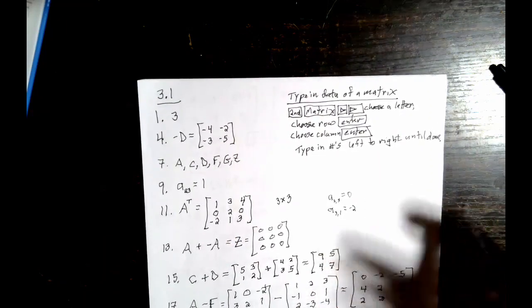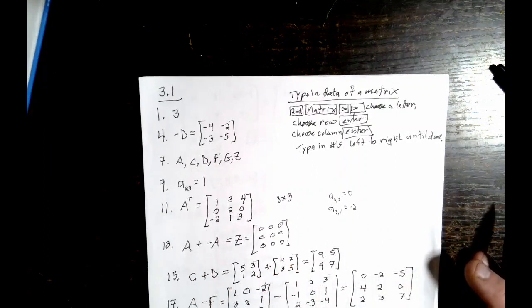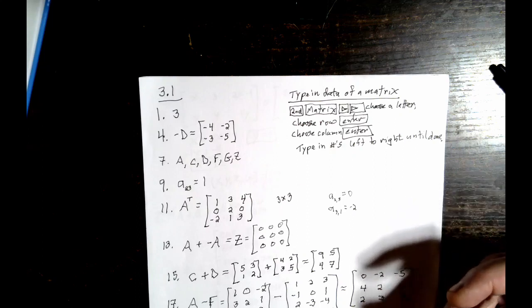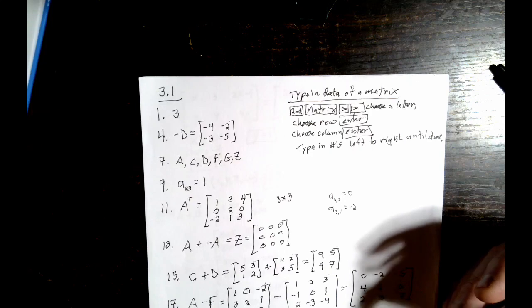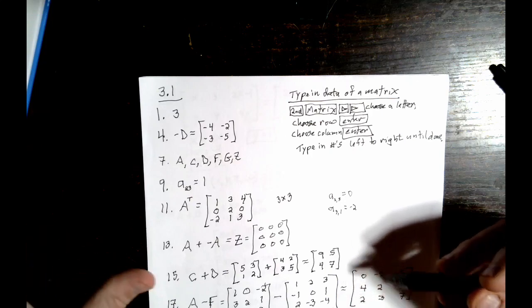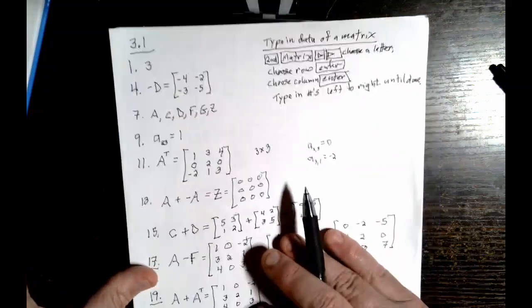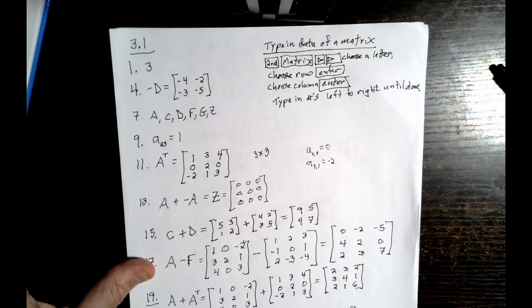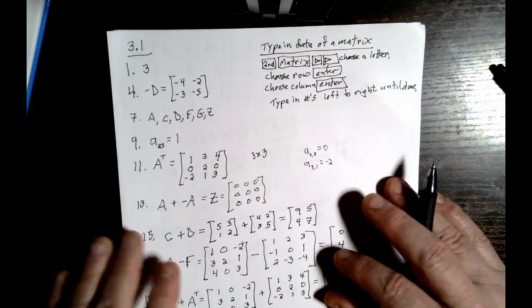A square matrix is simply a matrix that has the same number of rows as columns. A column matrix is a matrix that only has one column, just as a row matrix is a matrix that only has one row. The zero matrix is any matrix that's filled with zeros. And two matrices are equal only if every single element matches. They have to match in every single way.